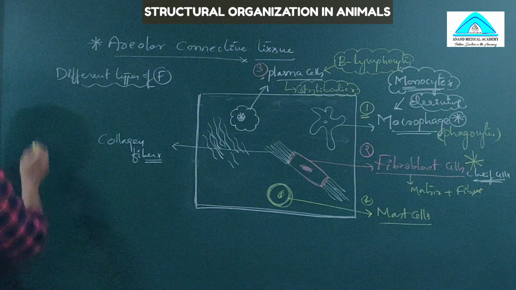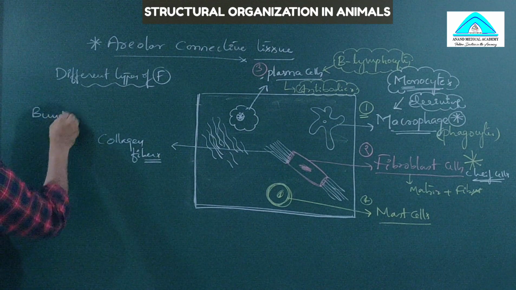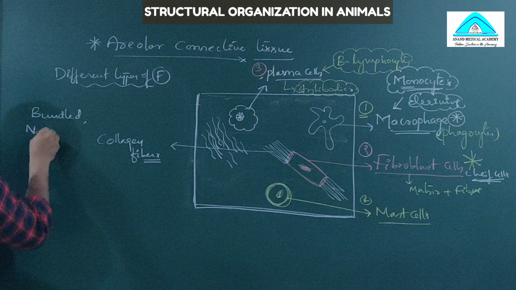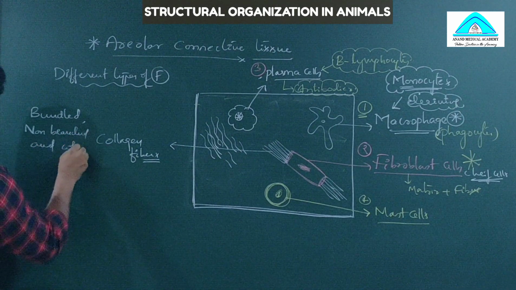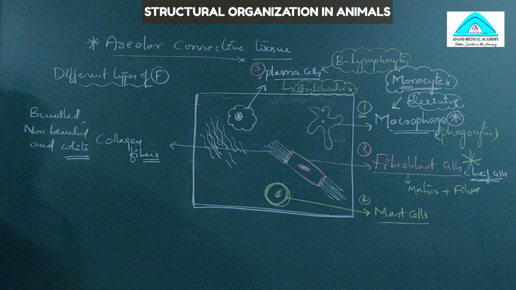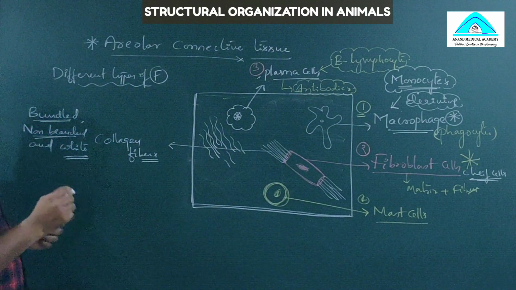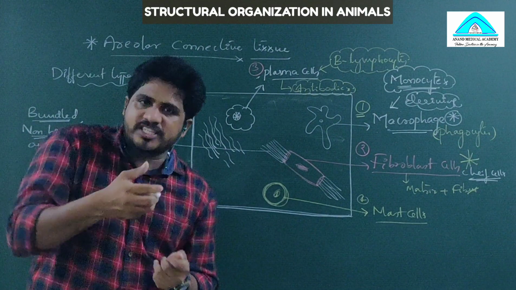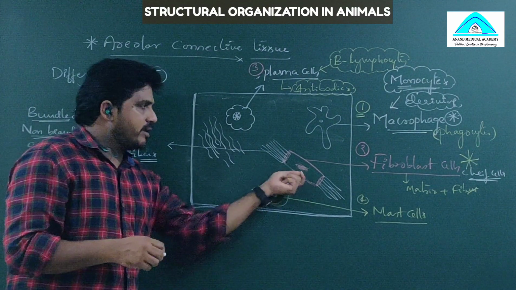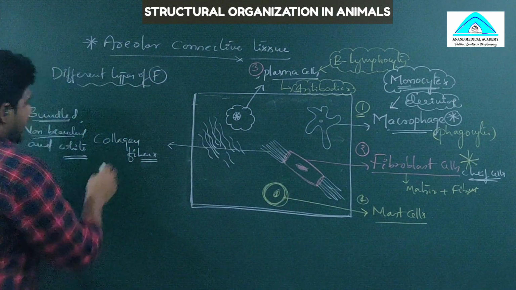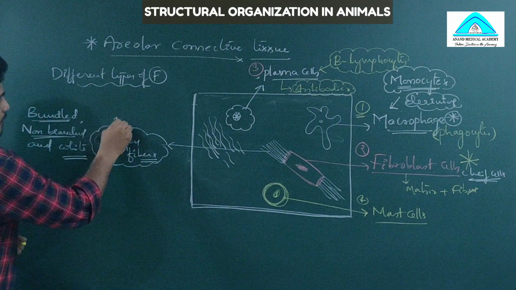Collagen fibers' character is bundled, non-branched, and white color. So they exist in white color. They do not have any branches, but they exist in bundles. Bundle means what? Together. So many structures together form a bundle. Bundle-like structures which are white color, often secreted by fibroblast, are called collagen fibers. The first type of fibers and also the major type of fibers are called collagen fibers.